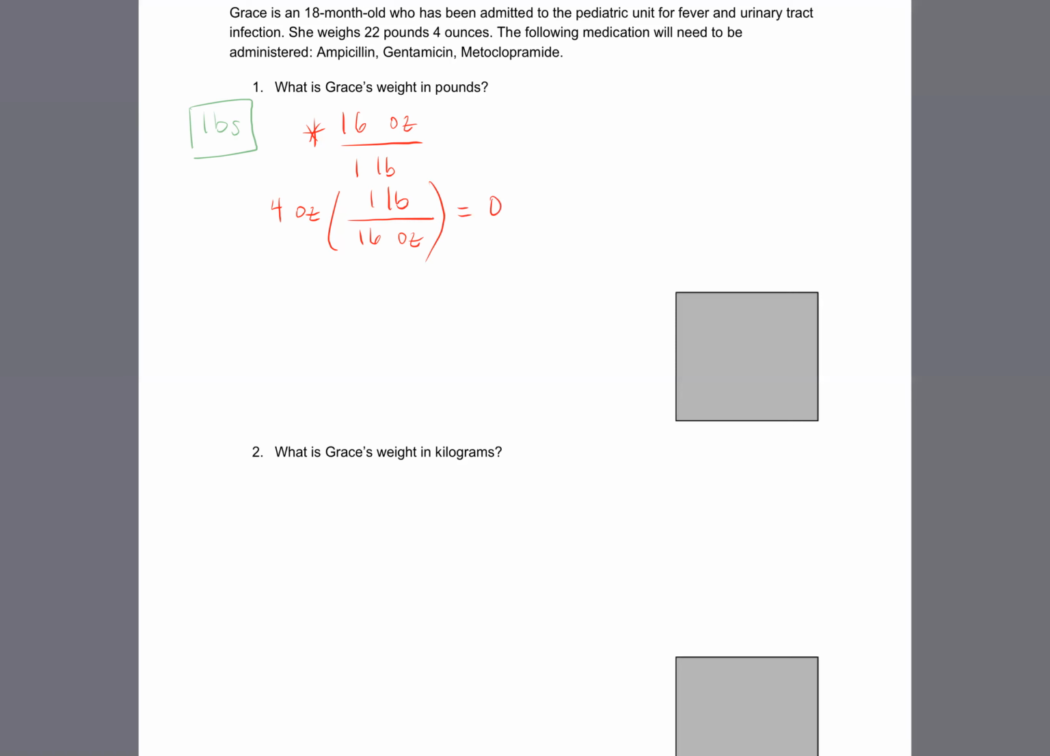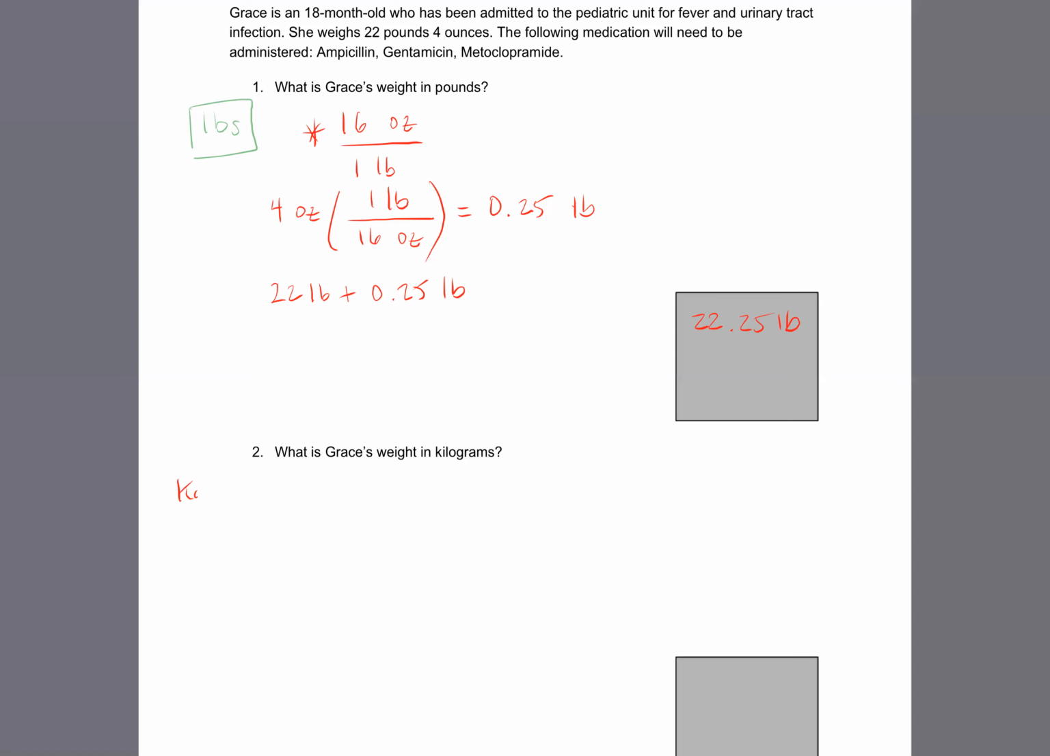4 divided by 16 is, let's see, 0.25 pounds. And so if you add that to the 22 pounds, that's already given, that means Grace is a total of 22.25 pounds.